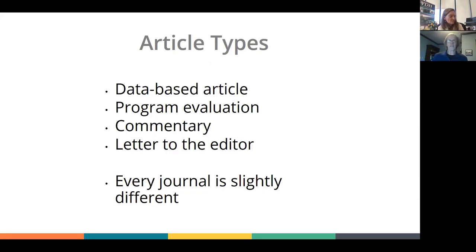A typical data-based article is probably somewhere between 1,500 words and 3,000 words in the article itself. And then some journals publish review articles, and review articles can be very long, even 8,000 to 10,000 words, more like a book chapter. And so there are a lot of differences. And then on the next slide, we show a few examples.